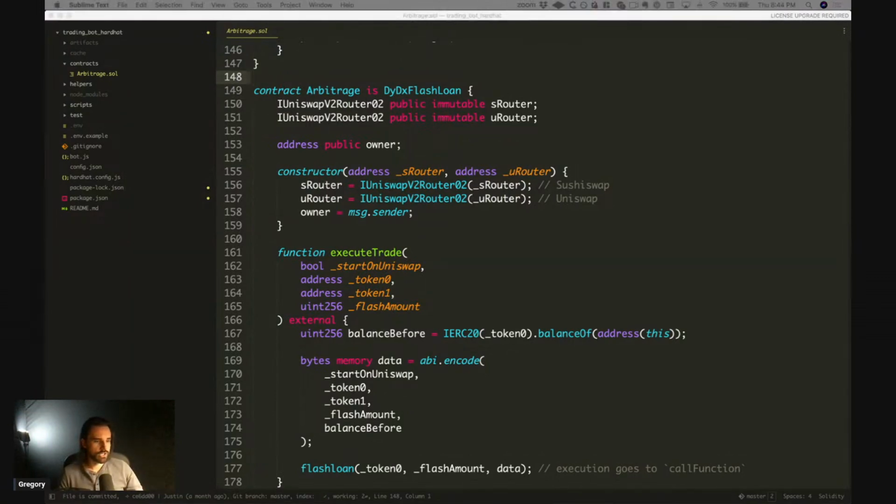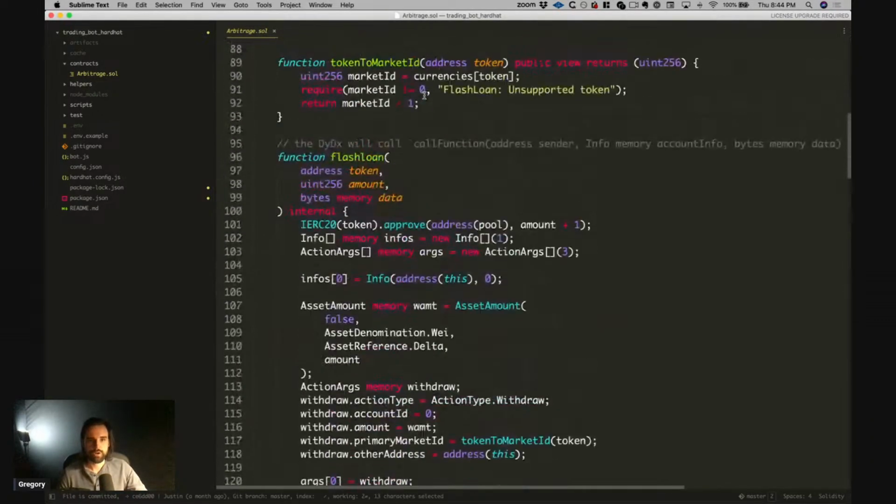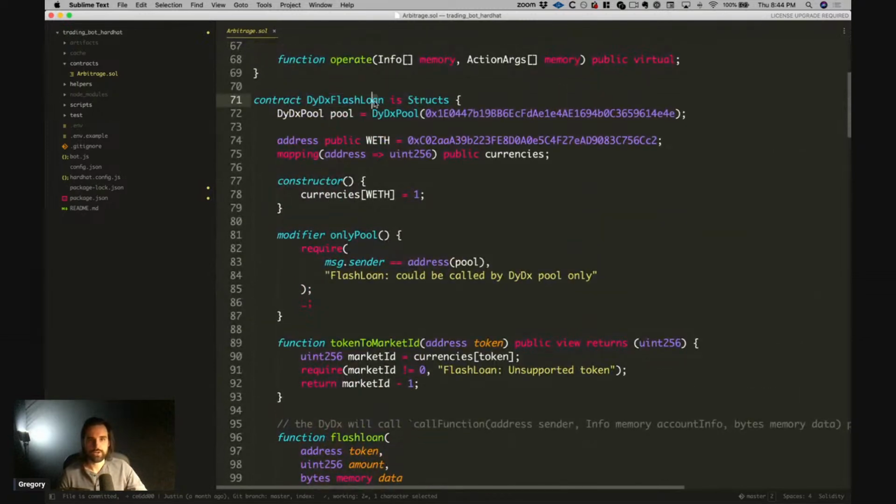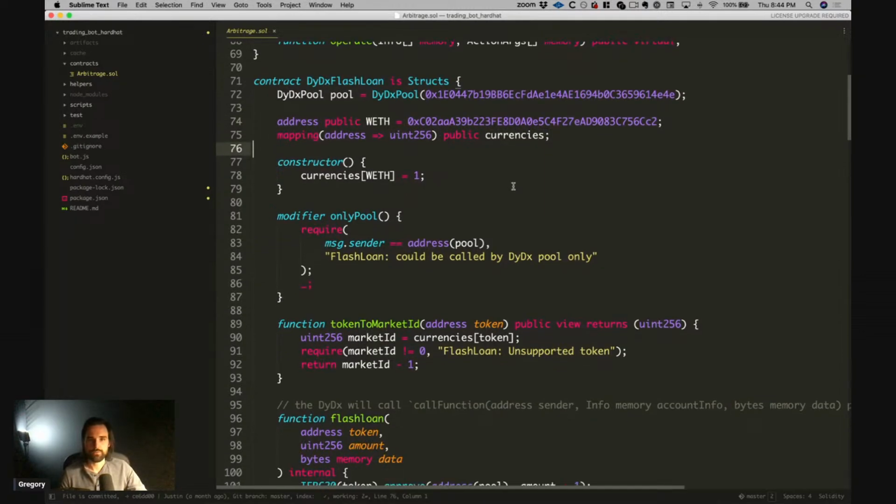So we've got the arbitrage contract here. It's called Arbitrage. It inherits from DYDX flash loan, which is this right here. This is how you take out the flash loan. We're borrowing WETH, so we have the WETH smart contract address here. It's the main cryptocurrency that we're going to use for this. It's wrapped Ether, the ERC20 version of ETH.